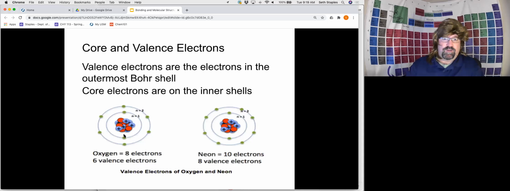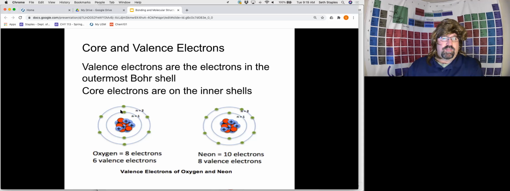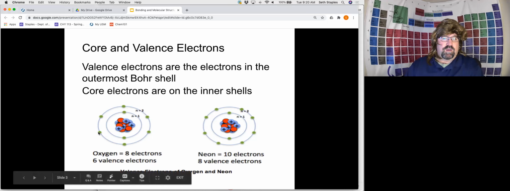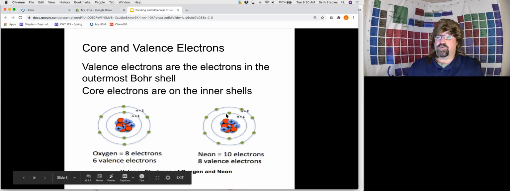Here we have oxygen with its 8 electrons. Again, 2 of those here on our first Bohr shell. The other 6 are all distributed on the outer shell. So there are 6 valence electrons in oxygen. Neon, 10 electrons total, 2 of those on our inner shell, and then 8 along here on our outer shell. So neon would have 8 valence electrons total.